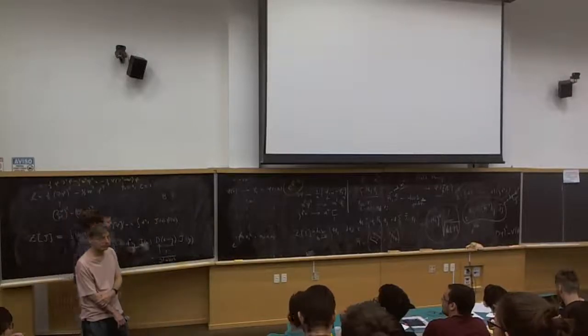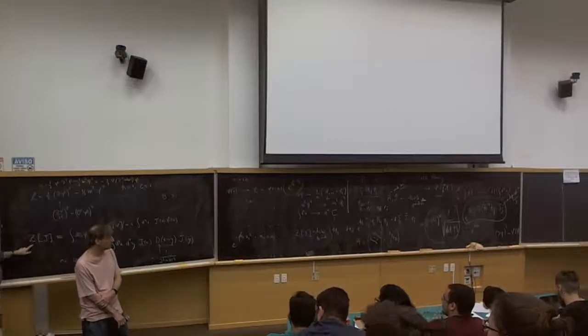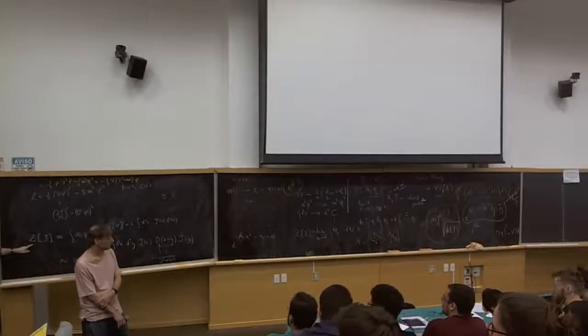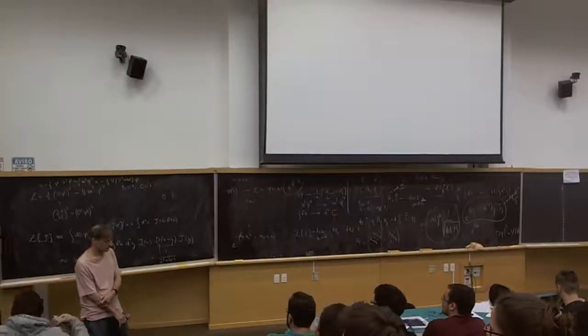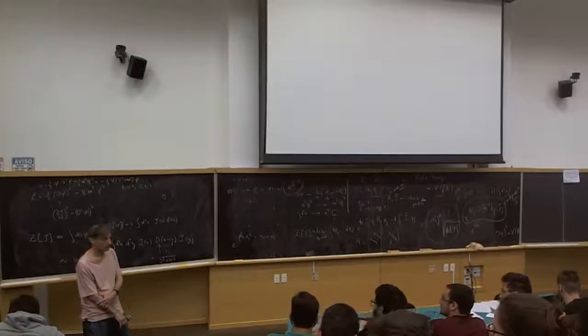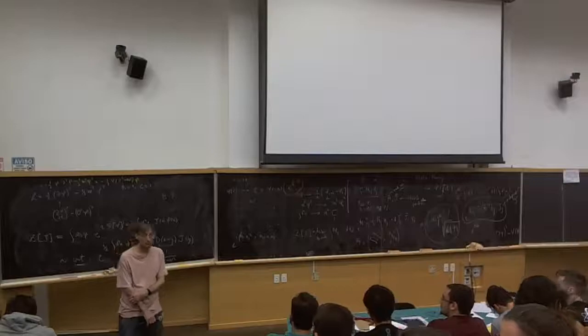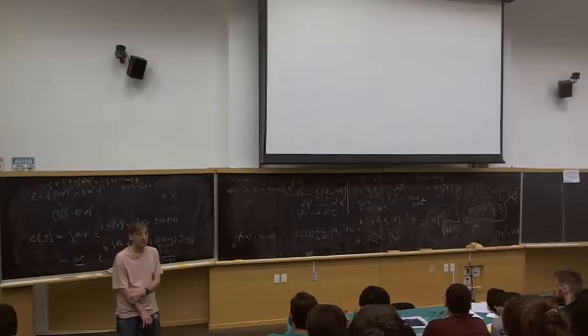Now I will use this Z of J to calculate correlation functions, including the scattering amplitude, which is the exercise you are supposed to do to understand matching conditions and all that. And all this will be done tomorrow. Any questions?